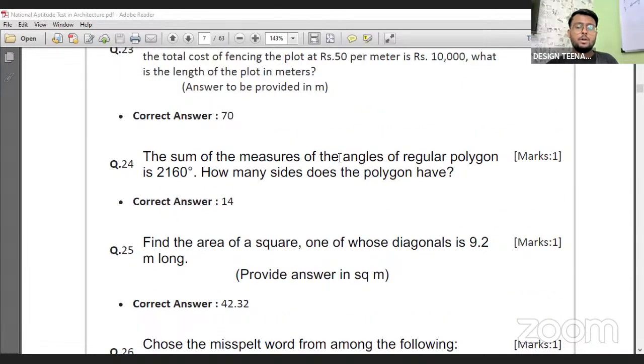The sum of the measure of all the angles of a regular polygon is 2160 degrees. How many sides does the polygon have? Regular polygon, they are telling. How do you find the sides of a polygon? See, there is a very simple formula via which you can find the sides of a polygon, and you should have done it actually in your school standard itself. Can you quickly tell me how to find the sum of all the angles of a regular polygon?